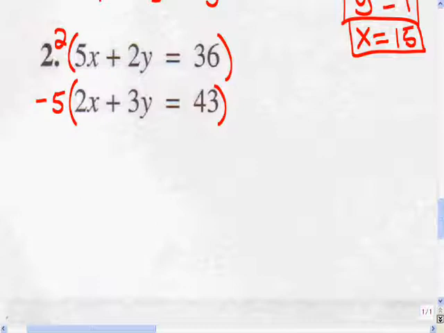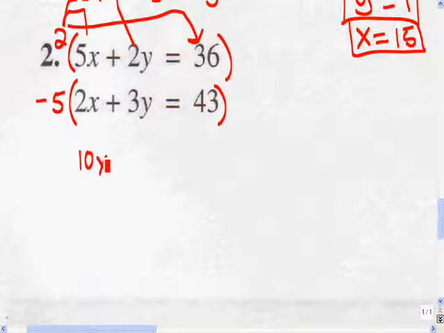Now, remember, in the top problem, we had a number in front of the parentheses. Whenever you have anything in front of the parentheses, you multiply that number or sign, whatever it happens to be, times everything inside the parentheses. So I'm going to do 2 times 5, 2 times 2, and 2 times 36. 2 times 5 is 10x. 2 times 2 is 4y. 2 times 36 is 72.